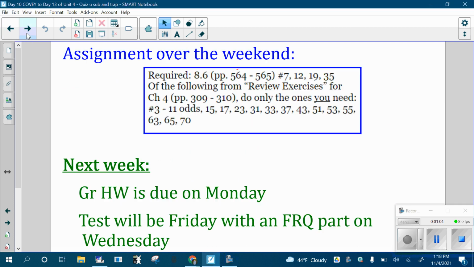So first, you got some book problems for over the weekend. Don't forget that the graded homework is due on Monday too. On Monday I'll have you guys turn in that graded homework. If you have questions about it, you can email me over the weekend and I'll email you back, or you can email me right now.